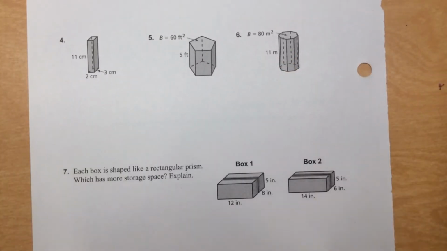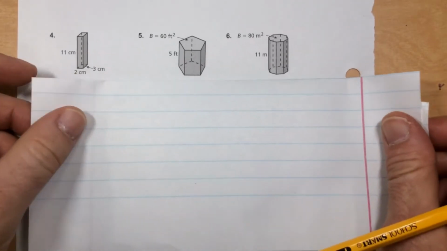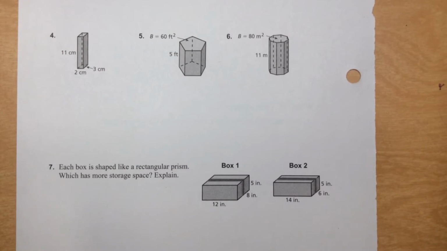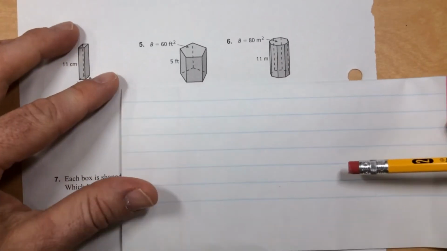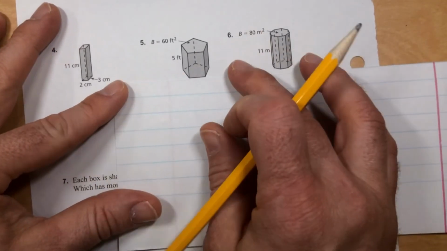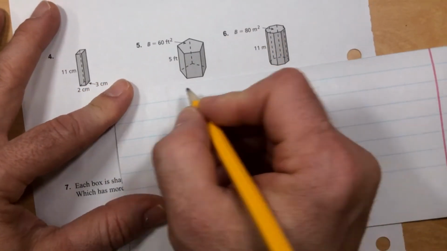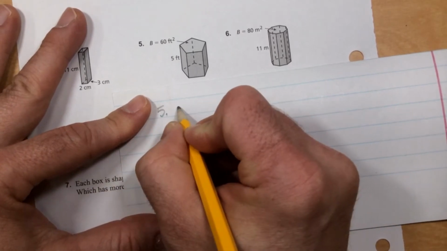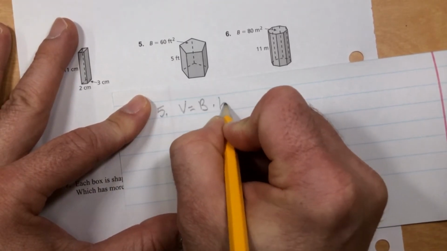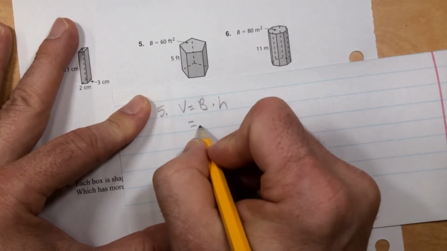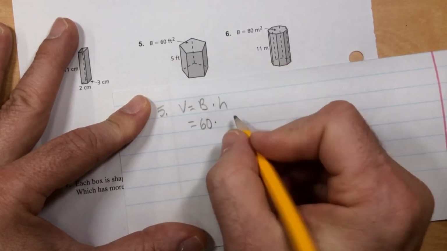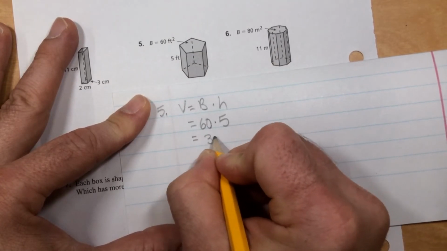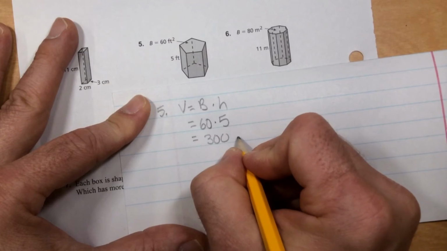Number 5. Messed up my fold. There we go. Number 5. Wonderful thing about 5 and 6, they give us the area of the base, so we don't have to find the area of the base. So for number 5, we have volume equals base times height, and they just said, hey, the base is 60 and the height is 5. And 60 times 5 is 300, and it'll be cubic feet.